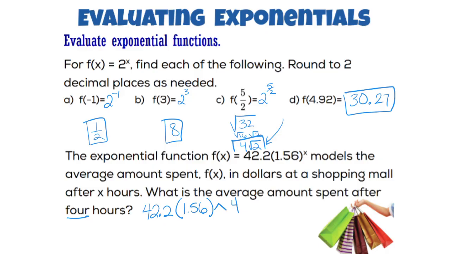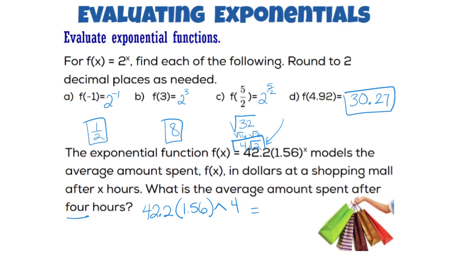And typing that all in, I get 249 point, and I'm going to round to 2 decimal places, especially since we're talking money here. I'm going to go 93. So the average amount of money spent. So if you spent the 4 hours at the mall, are you going to spend about $250? I don't know, maybe, unless you're just walking around. That would be our answer.